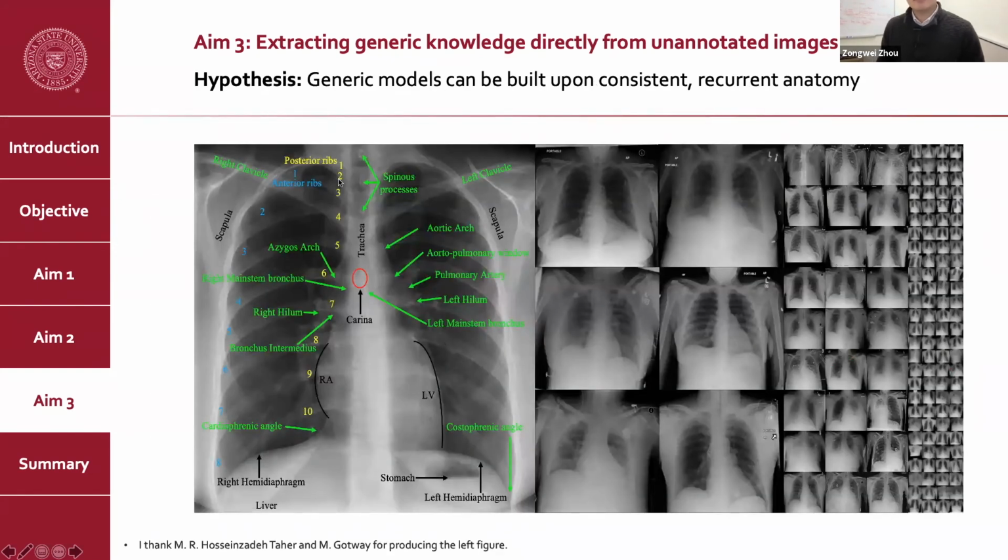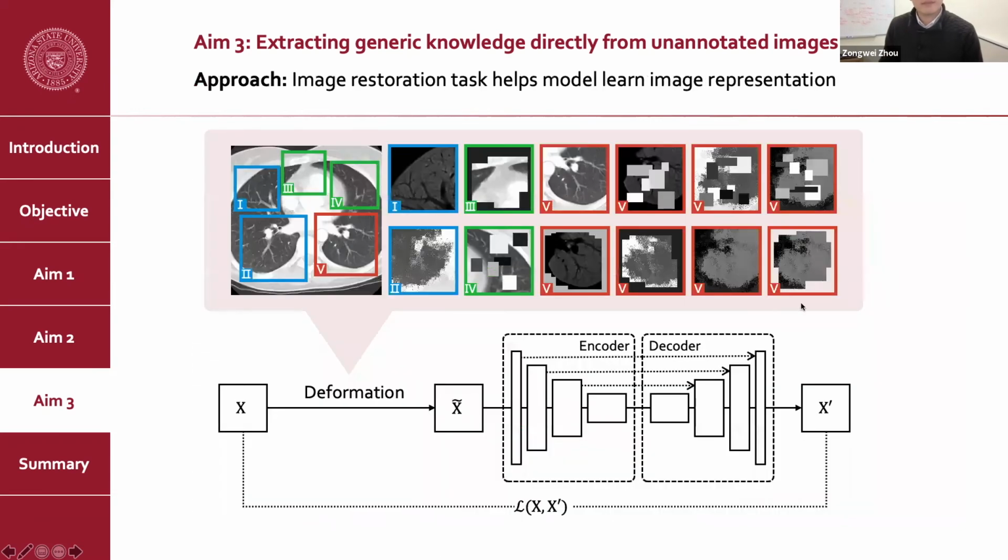We observe that medical images are embedded with consistent and recurrent anatomical structure. So we hypothesize that using this information, we can empower deep models with generic and transferable image representation. Here is the diagram of our proposed framework. We designed it as a simple image restoration task. Given a medical image, we first deform it in some way, and then feed it into a deep model, and let the model learn to restore the original image.